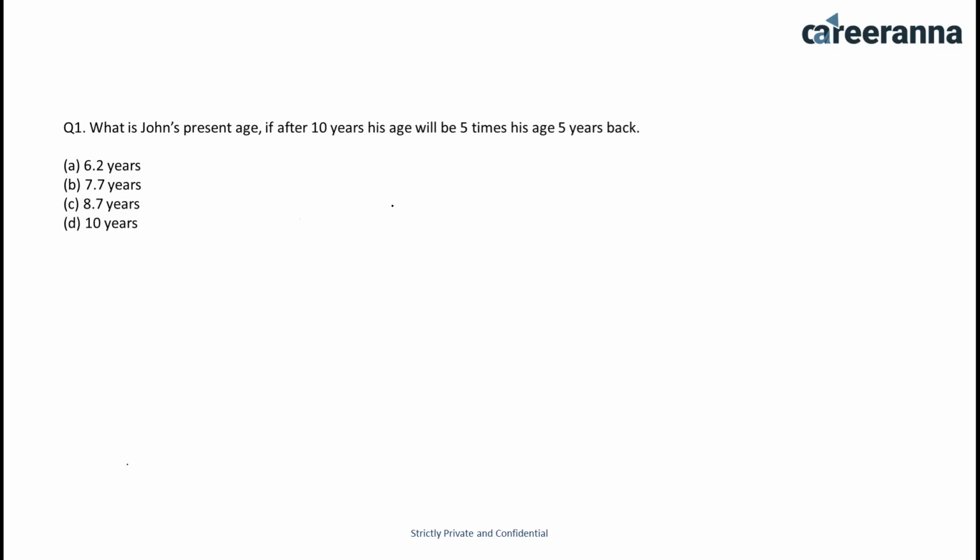What is John's present age if after 10 years his age will be 5 times his age 5 years back? So in this question we have to assume the age of John. Suppose we are taking the age of John as x. The question is saying the age after, that means we have to add 10 to the age of John, and 5 years back, that means x minus 5, which is the age 5 years back.